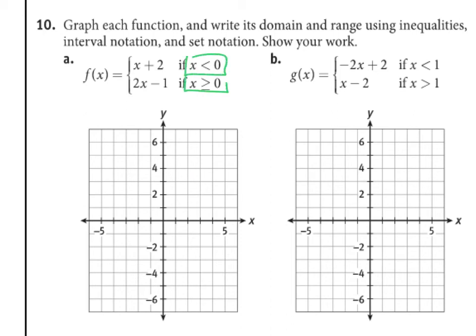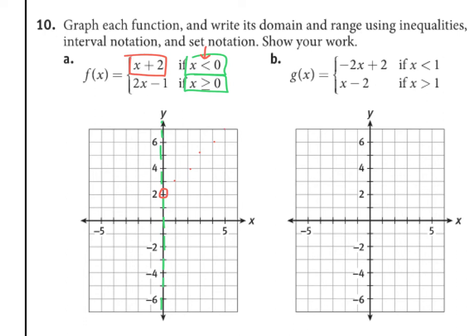I'm looking over here first. This is the domain restriction. So I know there's going to be different graphs on different sides of 0. And I know for the x's that are less than 0, the graph is going to look like x plus 2. It would have a y-intercept at 2. Now I'm going to do an open circle because this rule does not apply when x equals 0. And the slope would be positive 1, right? Up and to the right.